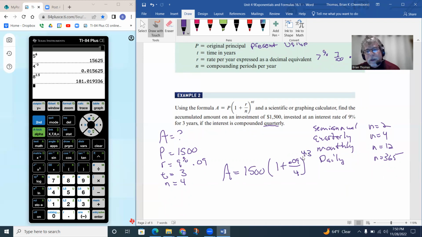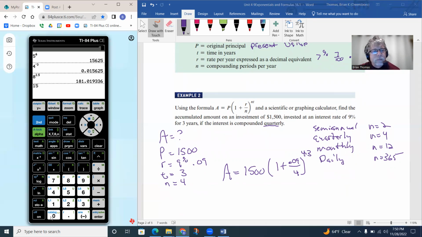So if you want, we can clean this math up, or we can just put it all in the calculator as is. I'm just going to put it in the calculator as is, so 1,500, and then in parentheses, 1 plus 0.09 divided by 4, raised to the 4 times 3, which would also have been 12. So if I enter, I should get a number that's more than 1,500 because we're investing. So our future value should be more than what we started with.